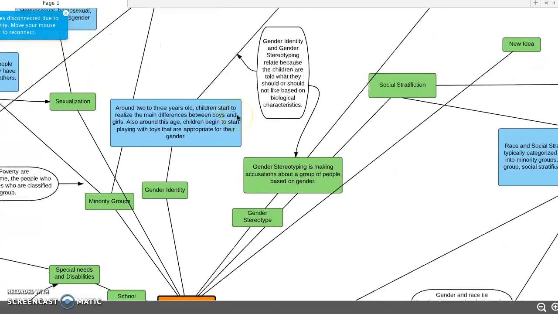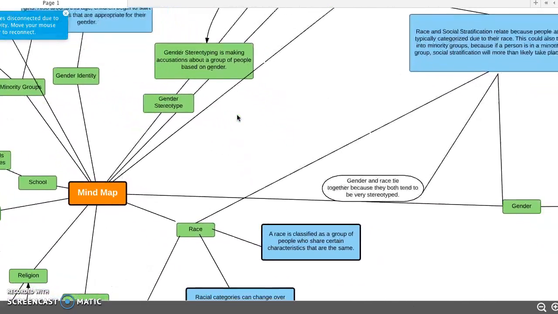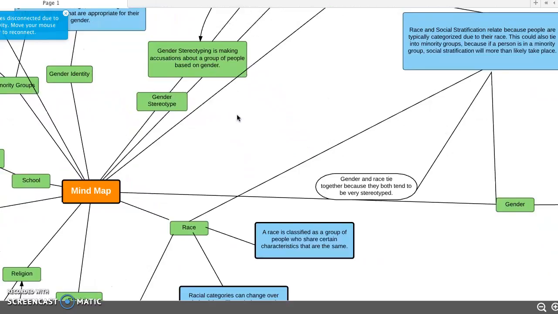Going back to Module 2, Race and Ethnicity, race relates to gender because they are both easily stereotyped. All of these modules on my concept map lead me back to Module 1, which gave me information on how to be a culturally responsive teacher.